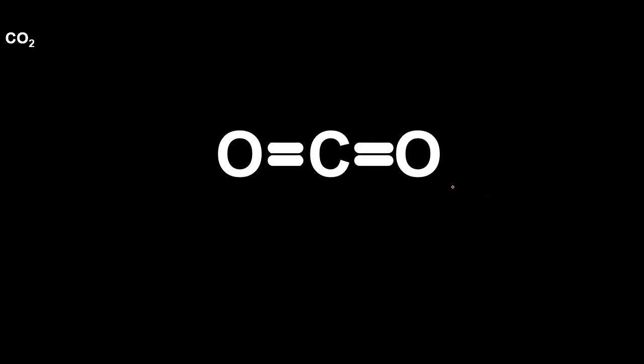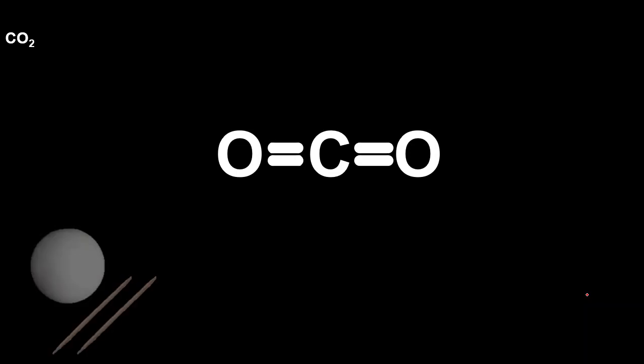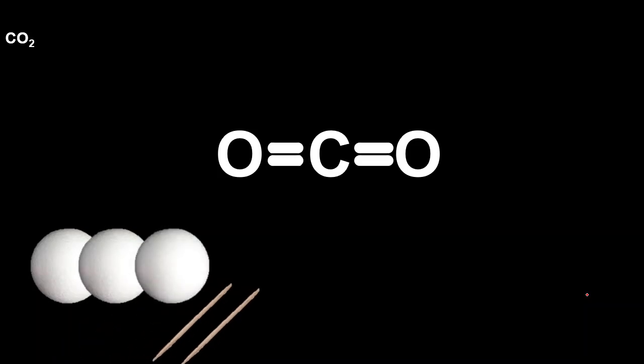Now this one is the structure of CO2 on a flat paper. But of course, as we know, CO2 has a 3D shape. It is not just flat. So we represent the 3D structure of CO2 or other molecules using the ball and stick model. Here, we use balls to represent the atoms, and the sticks will represent the bonds connecting the different atoms.